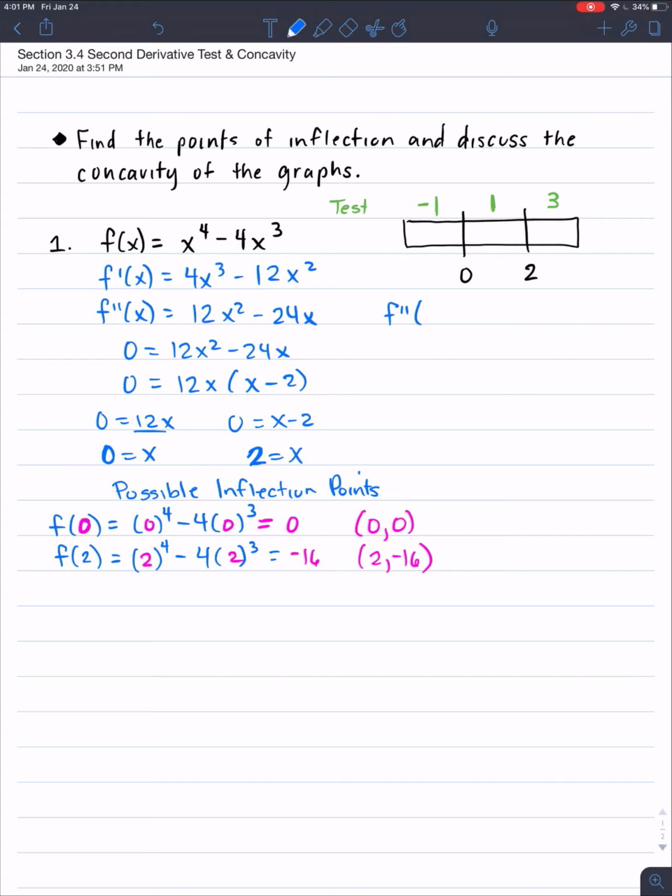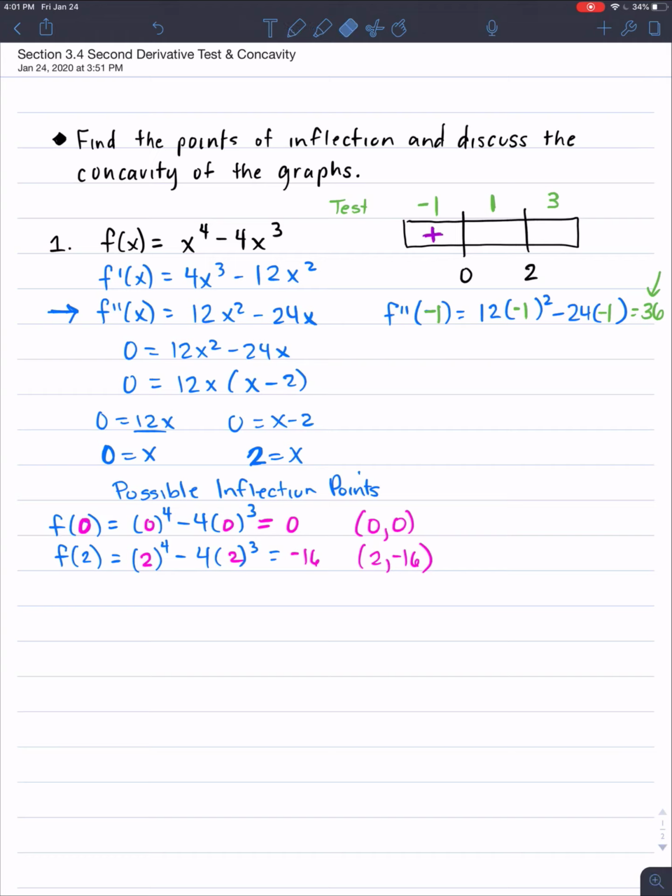So I'm going to plug in negative 1 there. That means go to your second derivative right here, which is 12x squared minus 24x, and we're going to plug in negative 1. When you do the calculation on that, we get 36. All we care about is, is this number positive or negative? In this case, it's positive.